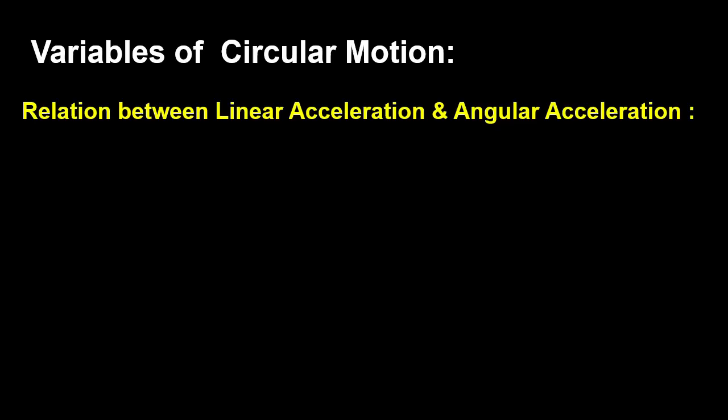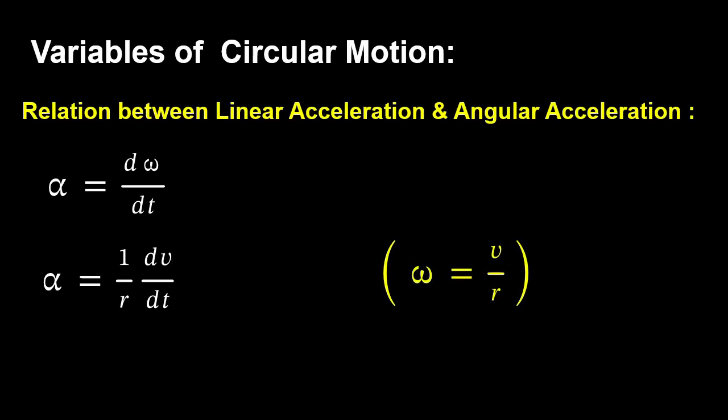Relation between linear acceleration and angular acceleration. We know alpha equals d omega by dt, or alpha equals 1 by r times dv by dt, because omega equals v by r. Therefore, alpha equals a by r, where a is the linear acceleration equal to dv by dt.